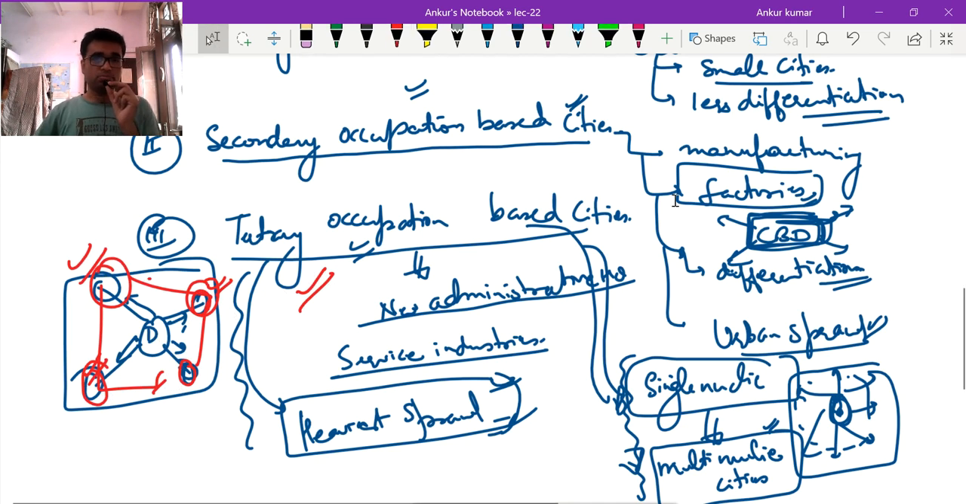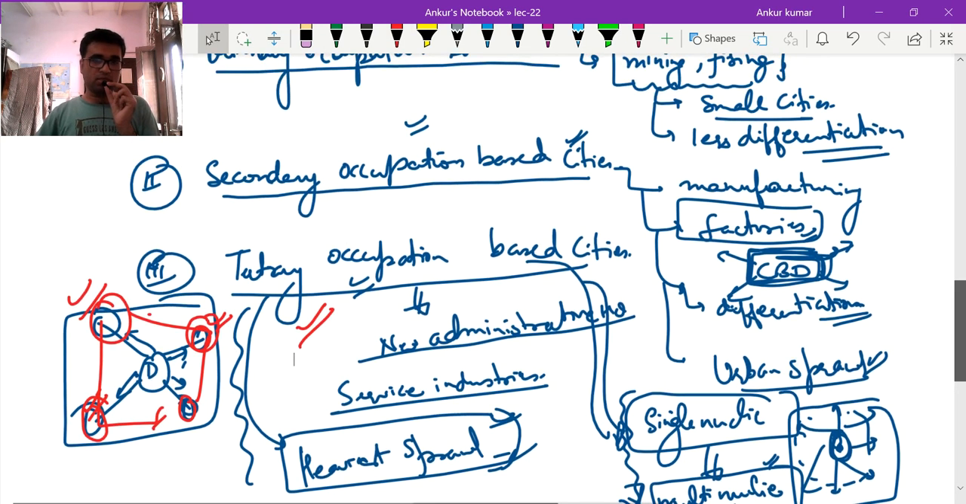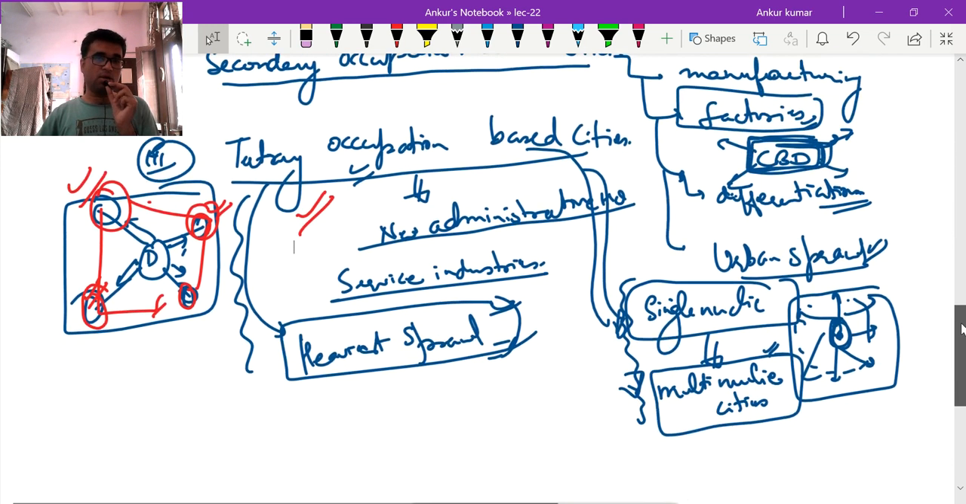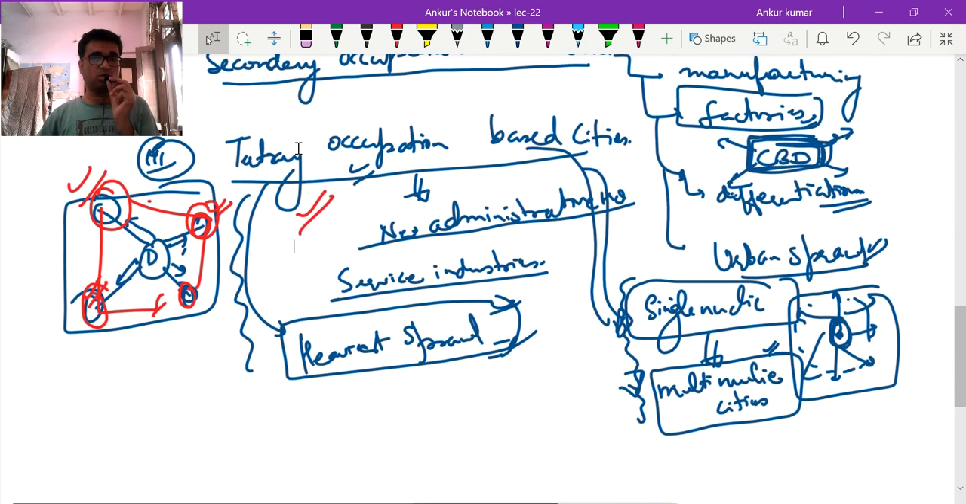But nothing happens in silos. Although secondary occupation based cities and tertiary occupation based activities, they both led to the creation of this complex structure of multiple nuclei cities.